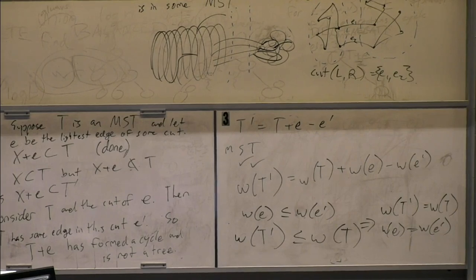So let's just think about the cut property first, and then in 30 seconds we're going to apply the cut property to Kruskal's algorithm.